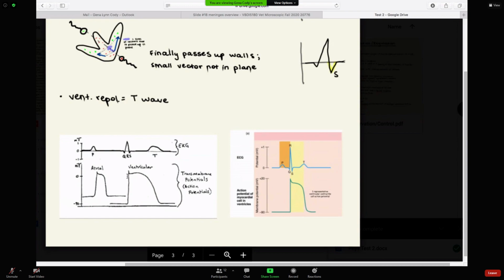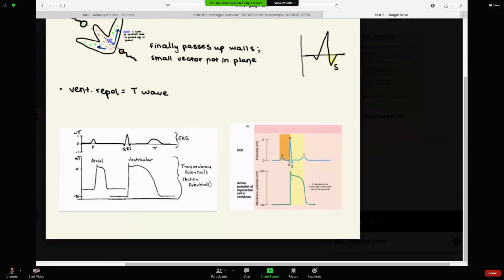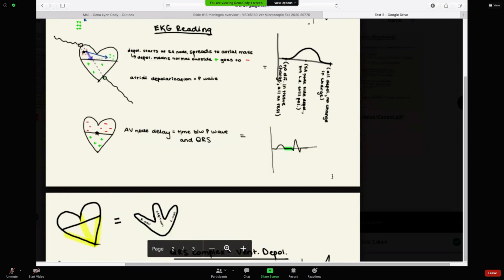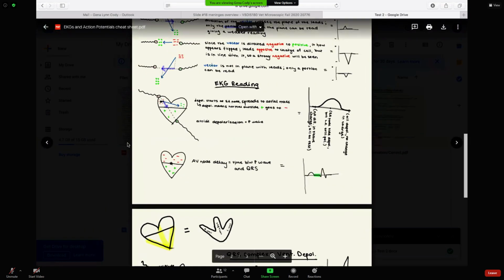It's going to depolarize my ventricles. That's what gives me the QRS complex. And then it has the plateau. As it starts to come back down and repolarize, that's what gives me this nice little T wave. The same thing is in this picture. It's just showing you specifically the ventricles, but it's pretty much the same thing. So that is the basis of EKGs and action potentials. How do we feel about that?